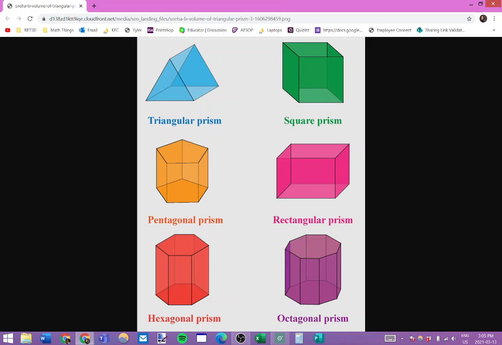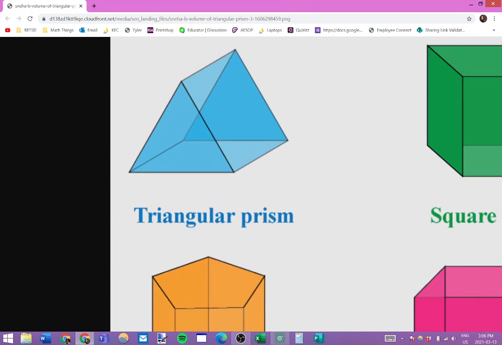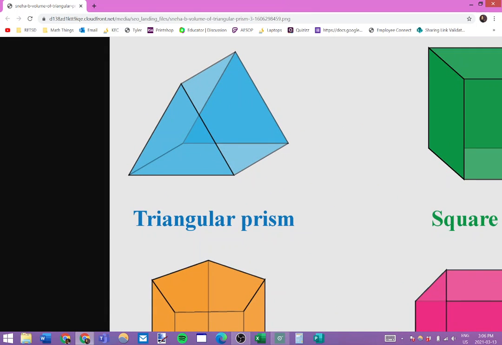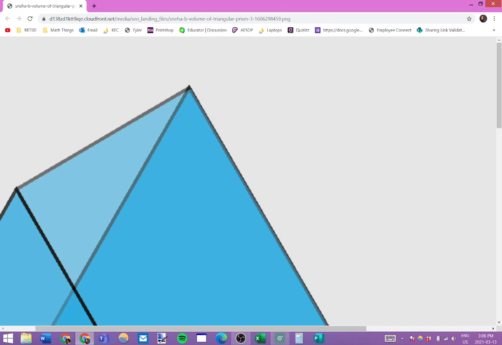We are going to be starting to look at volume, but before we do that, I just wanted to point out what a prism is. So a prism is an object where two ends of it are the exact same shape. So if we look at this triangular prism, you'll notice that there is a triangle on both ends of the shape, so on this front end and on the back end.